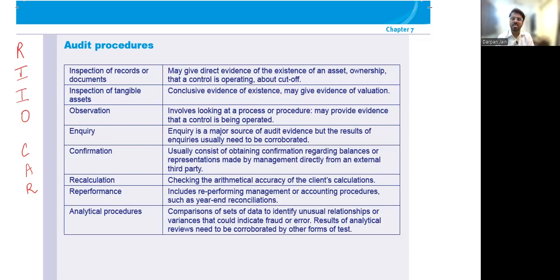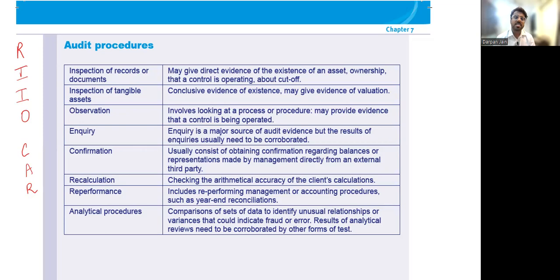Because if the calculation itself is wrong in the depreciation working or in the sales invoice, then there will be a misstatement in the financial statements, right? So that's why you're checking for arithmetical accuracy. You're checking for accuracy of mathematics of the various calculations that the company has done. That is called recalculation. The first R is recalculation.